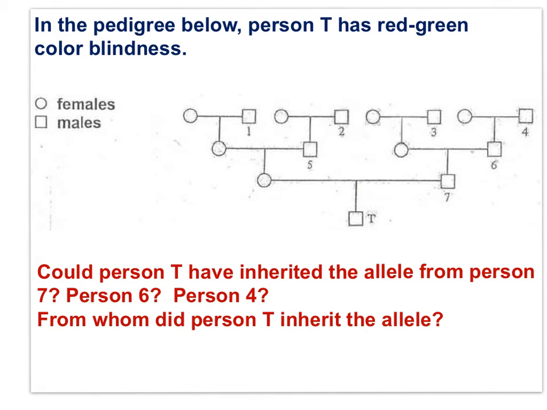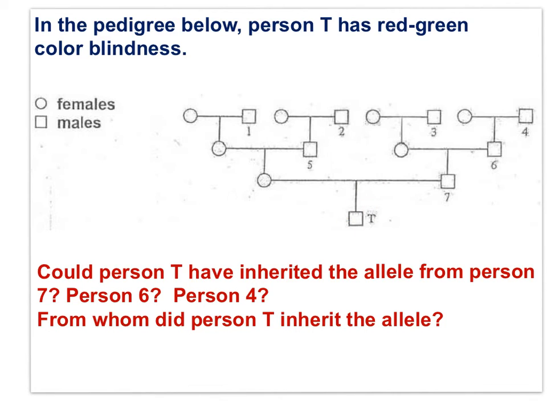Here's a pedigree I've shown you before for red-green color blindness. You might remember that red-green color blindness is caused by a recessive allele on the X chromosome. My question is, knowing that person T has red-green color blindness, could T have inherited the allele from person 7 or 6 or 4? And the answer is no, because this father of T would have only given the Y chromosome to person T, not the X.